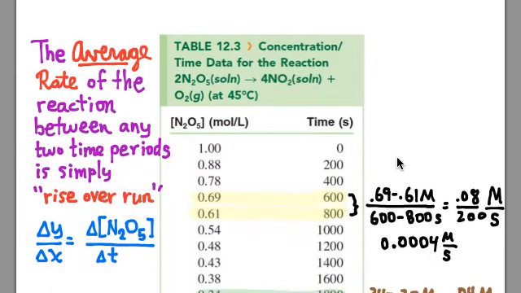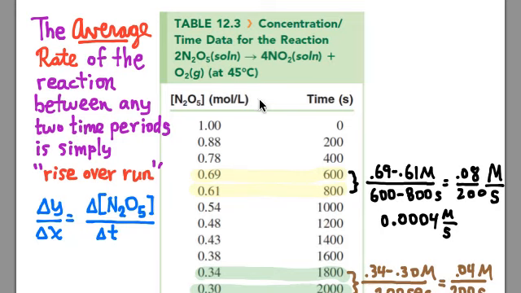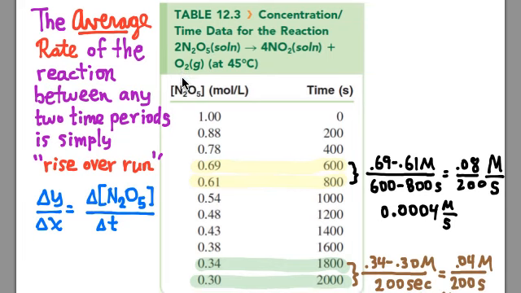Here's some data for a reaction. 2N2O5 in solution goes to 4NO2 in solution, creating some bubbles of O2 gas. I see moles per liter, molarity, 1 molar, 0.88 molar on down the line. So I start off with a lot of the reactant and it goes down and down and down. And 0 seconds, 200 seconds, increments of 200 seconds all the way up to 2,000 seconds.